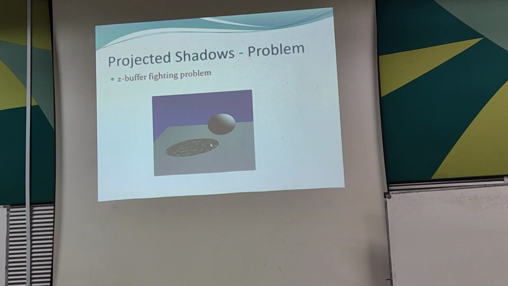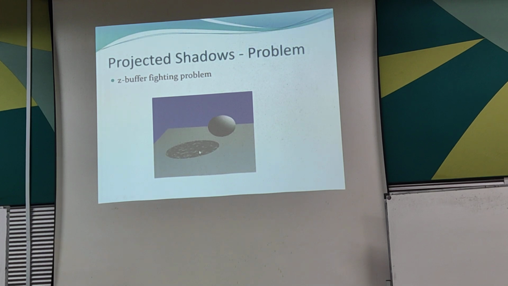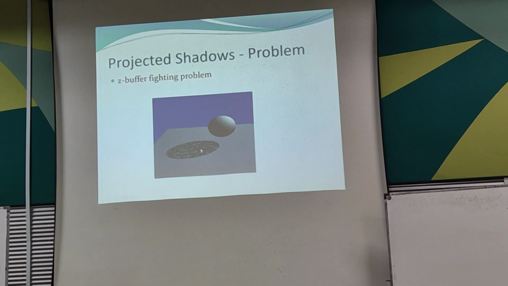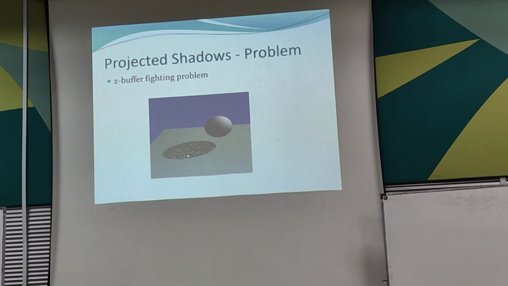Two polygons. This one happens in the projected shadow because we want to draw the shadow polygon on the plane. This is your plane, and this is your shadow polygon, and you draw exactly on the plane, same position. There are two active pixels at the same position. Then your Z buffer is confused. Which one should I render? Should I render the plane pixel or the shadow pixel? So they are fighting each other. The two pixels are fighting each other in order to be rendered on the screen.